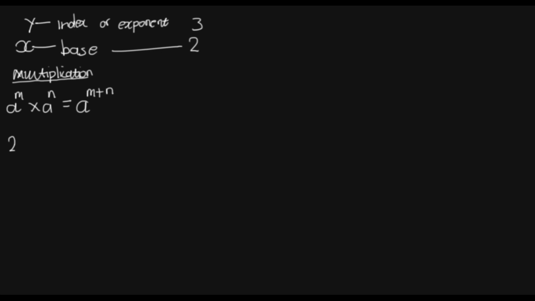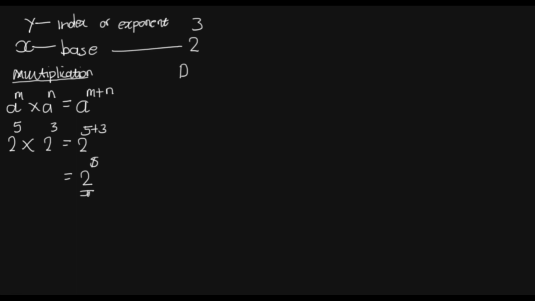Let's say we have 2 raised to the power 5 multiplied by 2 raised to the power 3. So this can be simplified as 2 raised to the power 5 plus 3, which is the same as 2 raised to the power 8. So what we are saying, if the bases are the same and you have the multiplication, add the indices. So the addition comes in as you are dealing with the multiplication.